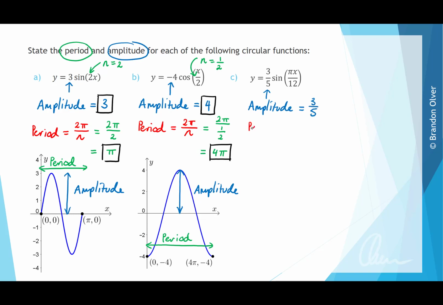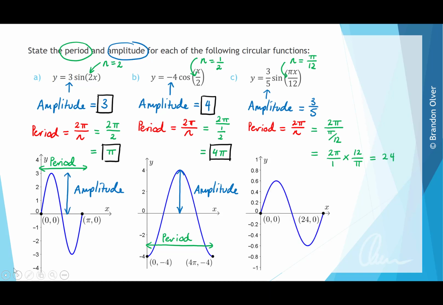And now once again for the period, we have the formula 2 pi over n, where n is the value that's multiplied by the x. So in this case, it is pi over 12, not just pi, but the whole lot, pi divided by 12. So our period is going to equal 2 pi divided by pi over 12. And to evaluate that, we can write it as 2 pi over 1 as a fraction, multiplied by the reciprocal of the denominator, which is 12 over pi. So the pi's will cancel, and we're just left with 2 times 12, which is 24.